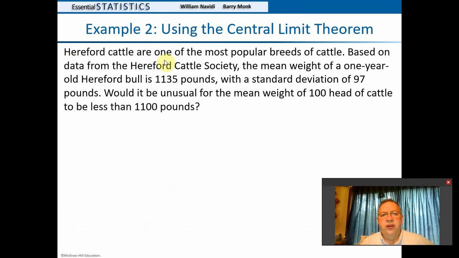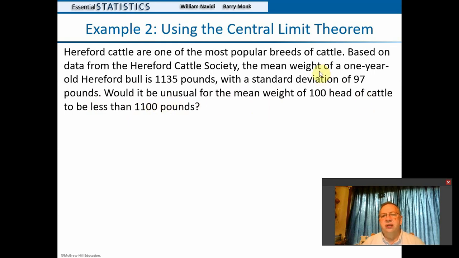Now we've got some Hereford cattle, one of the most popular breeds of cattle. Based on data from the Hereford Cattle Society, the mean weight of a 1-year-old Hereford bull is 1,135 pounds with a standard deviation of 97 pounds. Would it be unusual for the mean weight of 100 head of cattle to be less than 1,100 pounds?